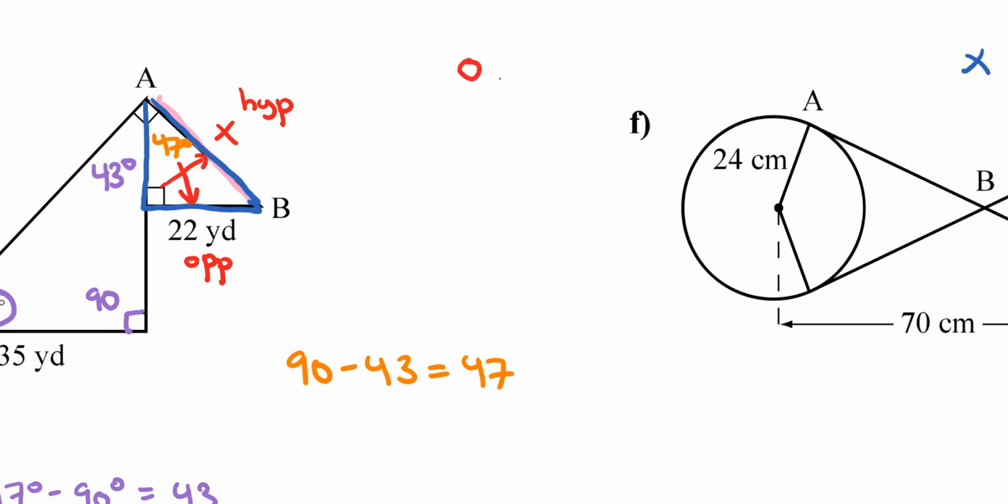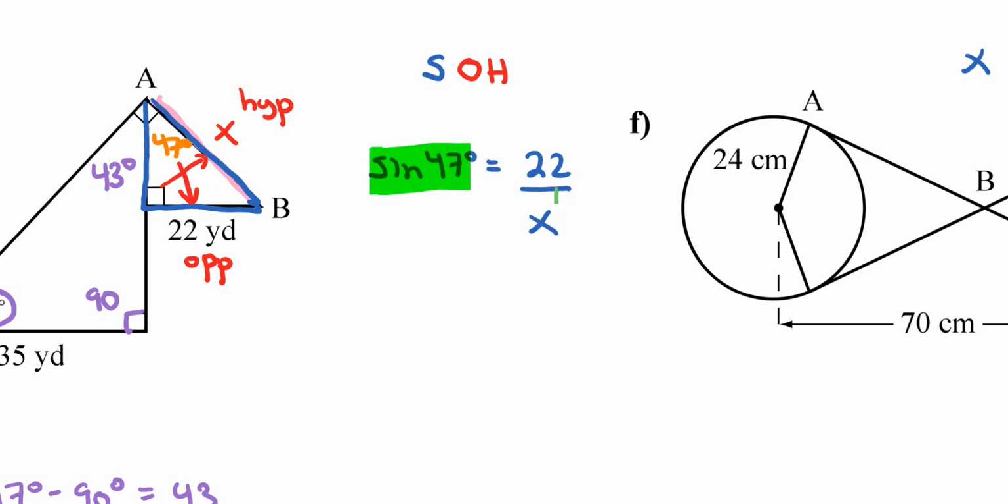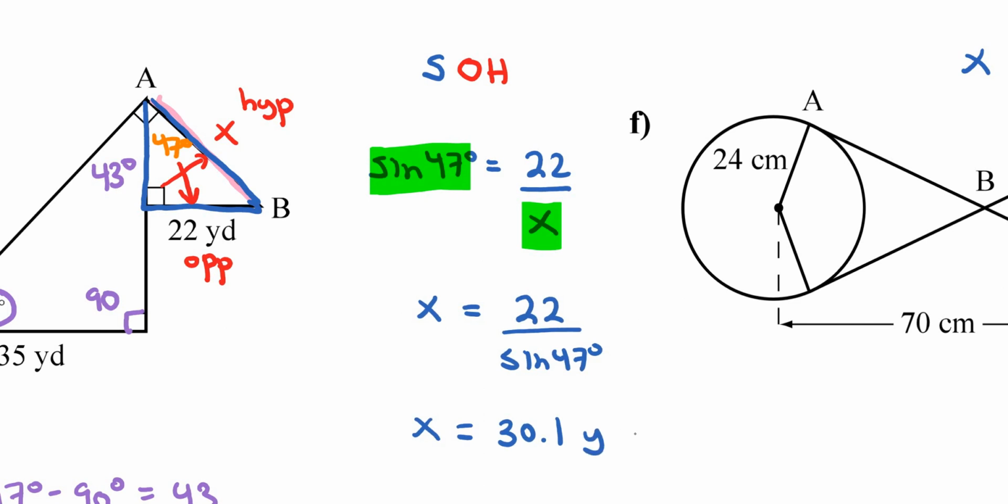So I'm given the opposite and the hypotenuse, and the trig function that relates that is going to be sine, right? So sine of 47 degrees is the opposite, which is now 22, divided by the hypotenuse, which is x, right? And from there on, we've seen this a few times, just switch those two expressions. So x would equal 22 divided by sine 47 degrees. And if I do 22 divided by sine 47, I get about 30.1, and my units are yards. So that's how you do question number 4E, and that concludes this homework video guide.